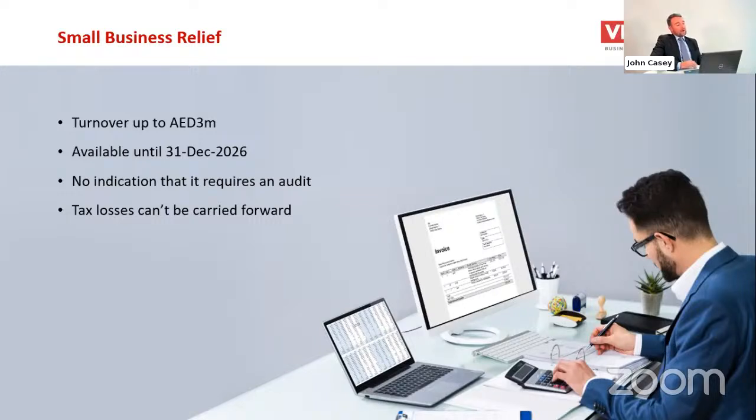Now, one limitation of this rule is that it's only available until the end of 2026. So if you have a January to December financial year and your annual revenue is under 3 million, that means you won't be paying tax in 2024, you won't be paying tax in 2025, and you won't be paying tax in 2026. In 2027, you will become a taxable business.